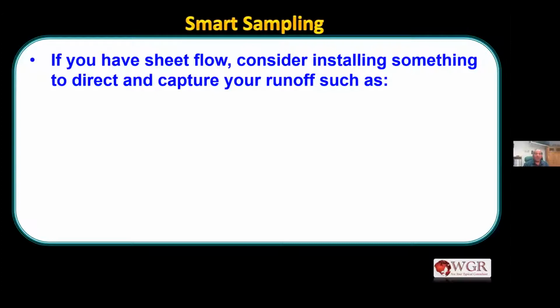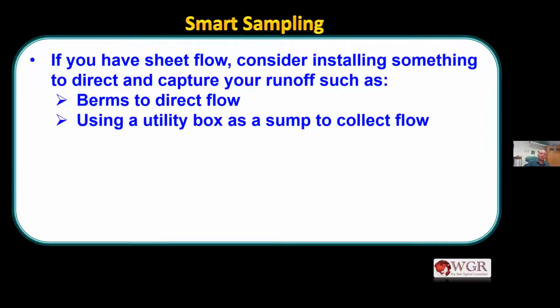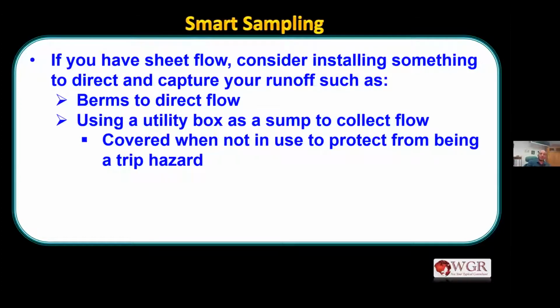If you have sheet flow, consider installing something to direct and capture your runoff, such as berms to direct the flow, or if you have cutouts, and also if you have sheet flow, if you can get the water to come together at one certain point. I have a client where the water kind of sheet flows towards the gate. So what they did was they put a little bit of a swale in. It's a vegetative swale. They put in some filtration socks to help filter out that runoff.